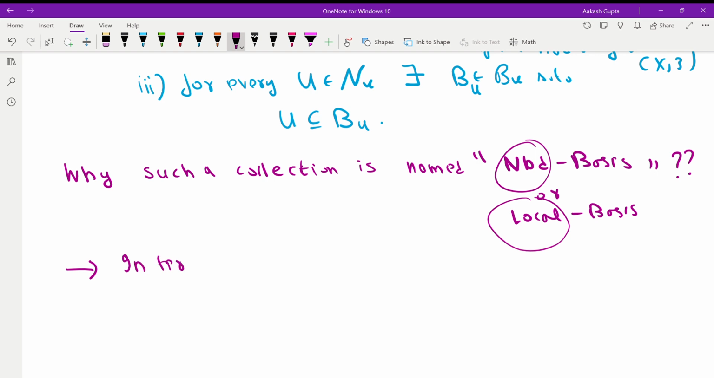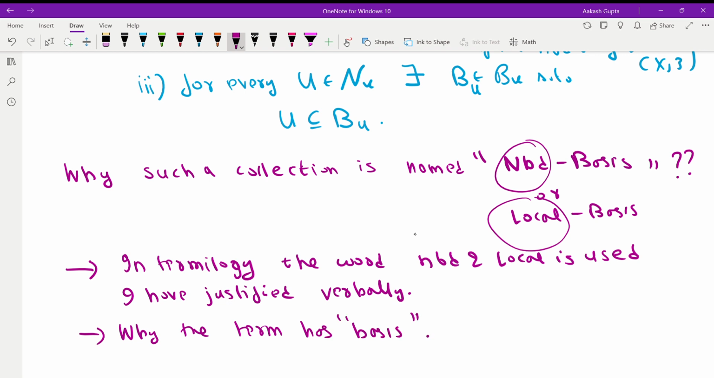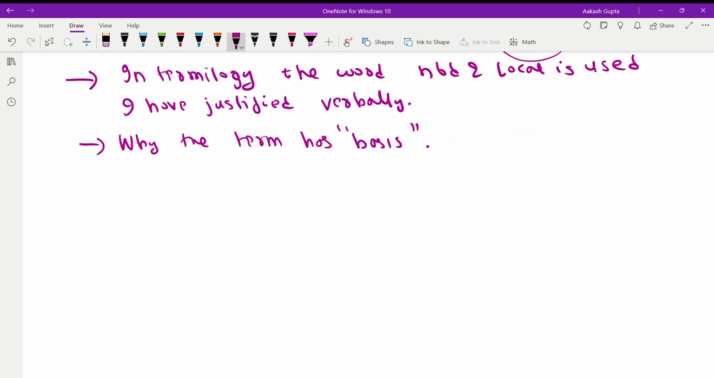So in terminology, the word neighborhood and local is used. I have justified it verbally. I'm not writing it down, but I have said. Now, why does the term have basis? Basically, I'm just giving you the meaning of this terminology. So let us understand that carefully. Very carefully.